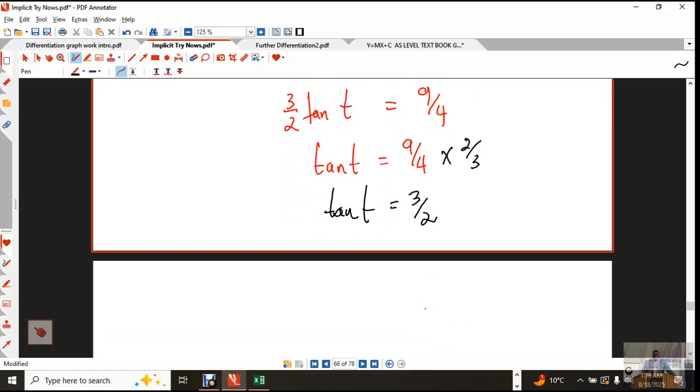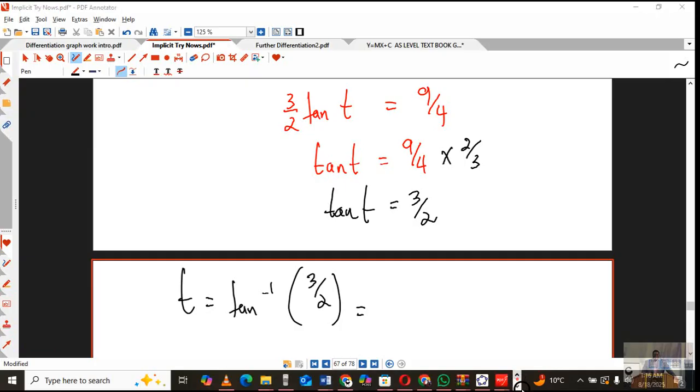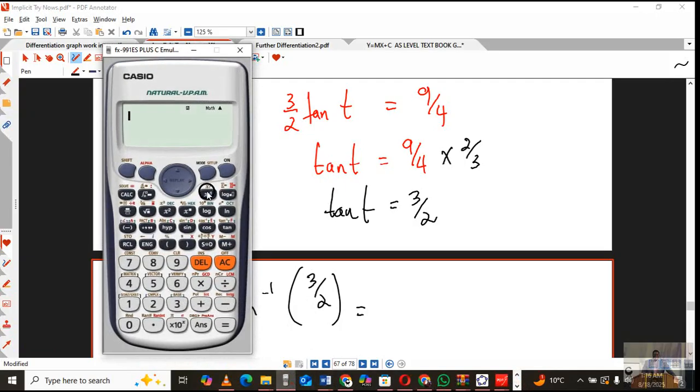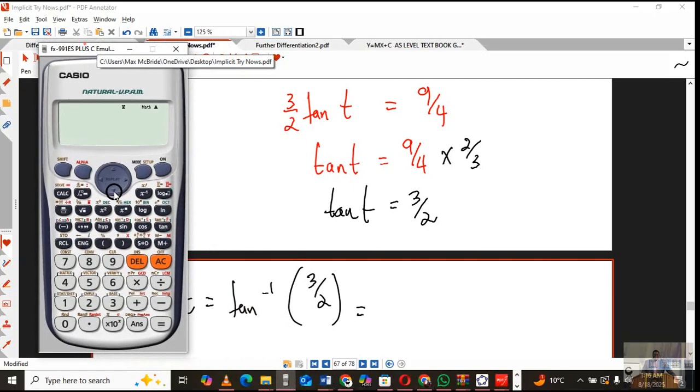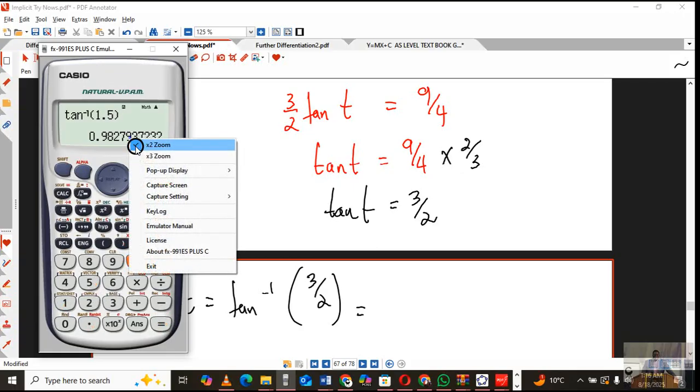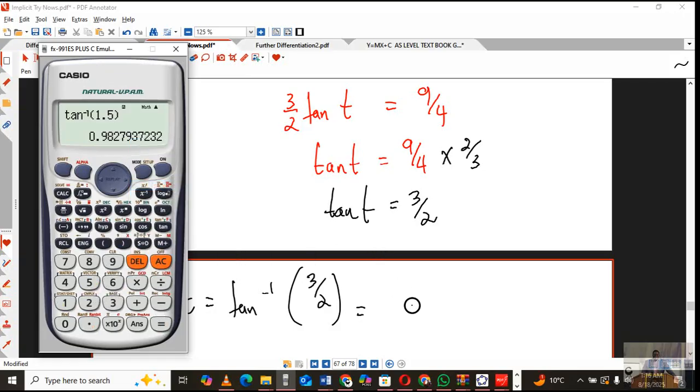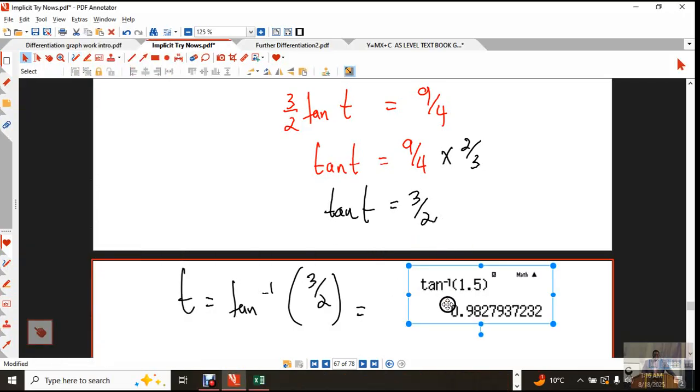Then t will be the inverse tan of that, which I'm going to grab my calculator for. So if I grab my calculator, see what it gives me. The inverse tan of 1.5. You just say 1.5. 1.5 is nothing but 3 over 2. Okay, good. So this is the ratio I'm looking for, or the value I'm looking for.